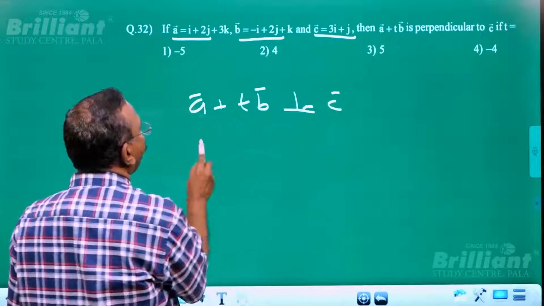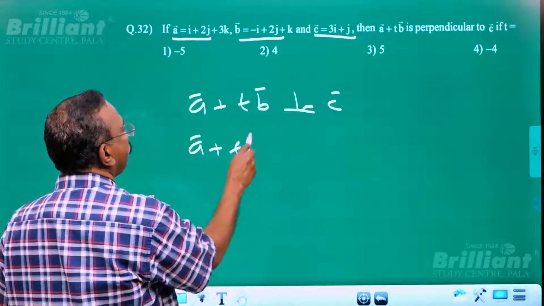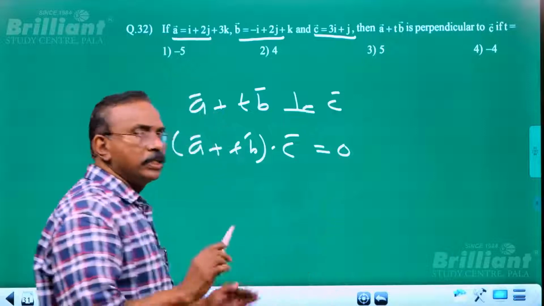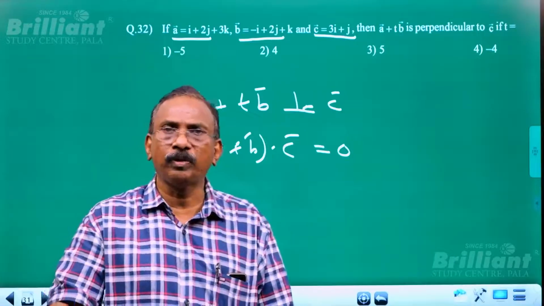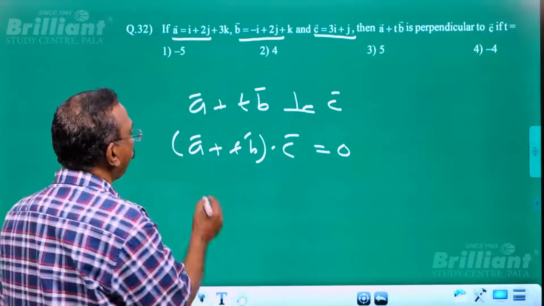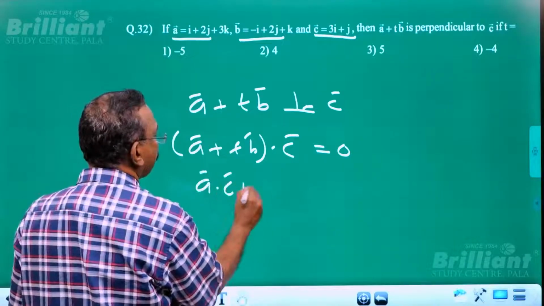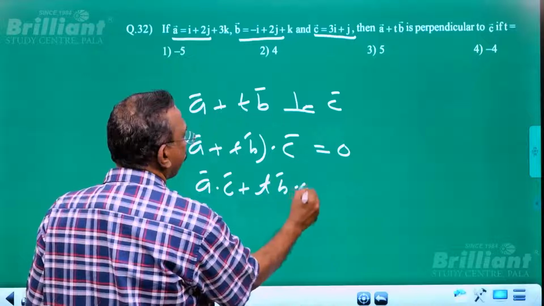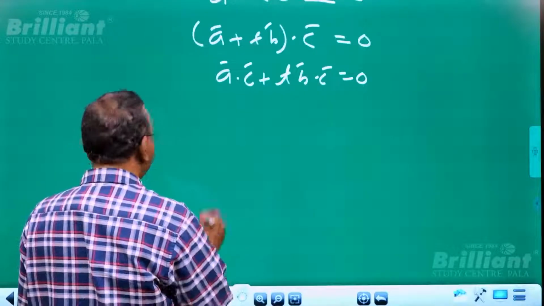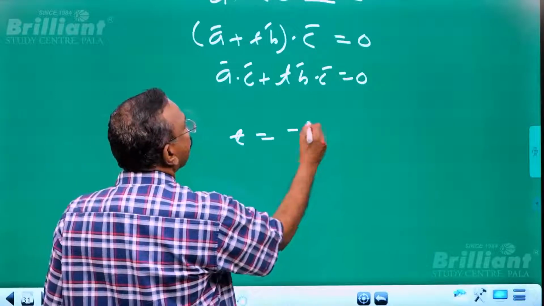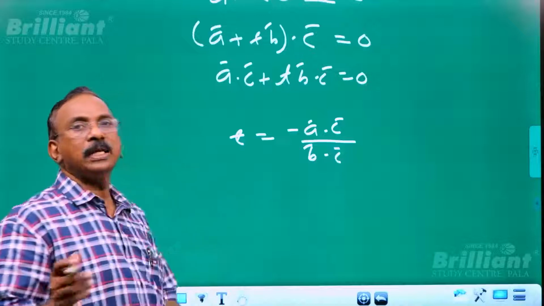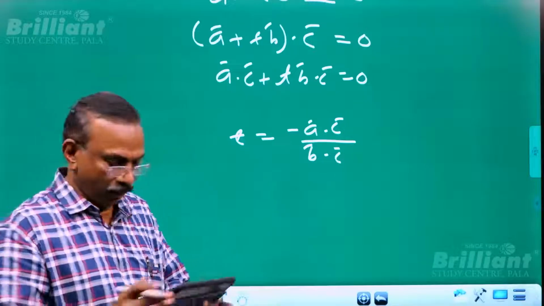Now definitely if you take a bar plus t b bar dot c bar, that should be 0. This is the condition for two perpendicular vectors. If two vectors are perpendicular, then the dot product should be 0. So expanding, you get a bar dot c bar plus t times b bar dot c bar is also 0. So you can find that t is equal to minus a dot c divided by b dot c. So you can easily find what is a dot c.